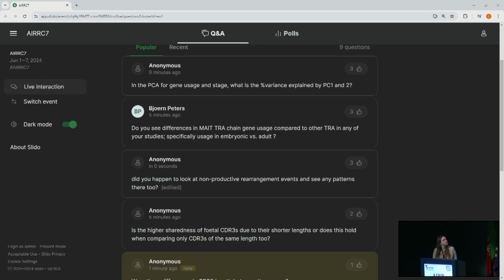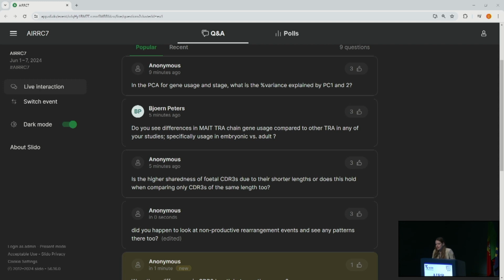Bjorn Peters is asking, do you see differences in mate TRA chain gene usage compared to other TR alpha in any of your studies, specifically usage in embryonic versus adult? Yes, we didn't actually look at this, and it would be very interesting to look at, especially after seeing these talks and getting ideas. Yeah, that would be very interesting.